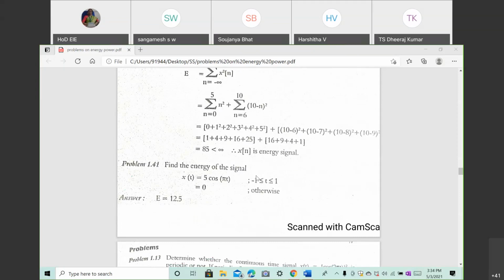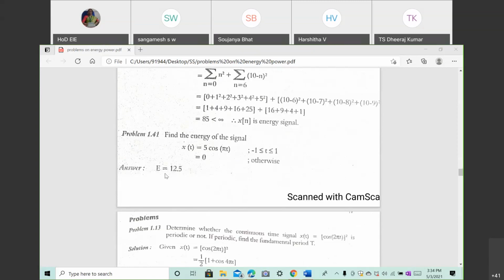Okay, then the next question, you can note this down and the answer is given. x of t equal to 5 cos pi t for the range of t from minus 1 to plus 1, and for the rest of the cases it is 0. The answer you have to get is 12.5. You note this problem and work it out.